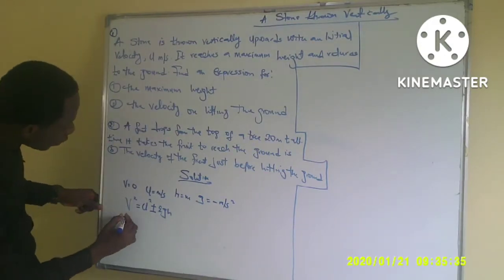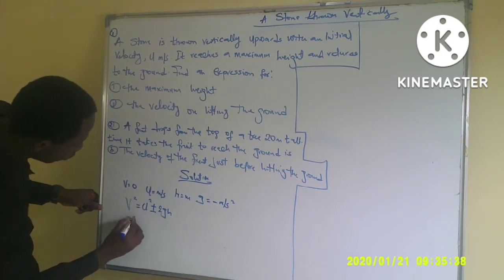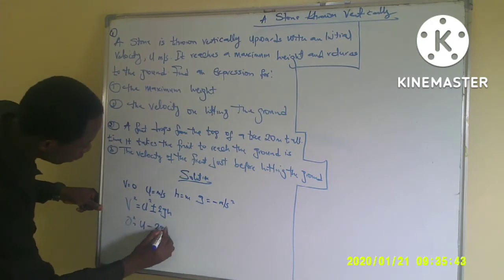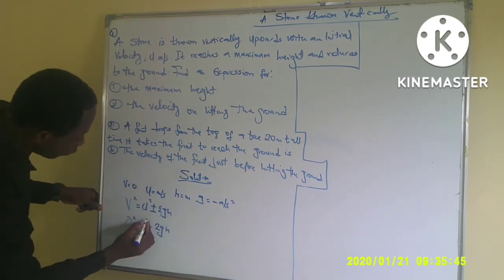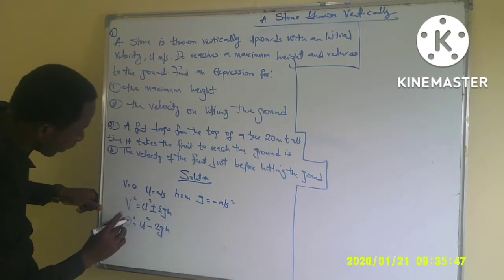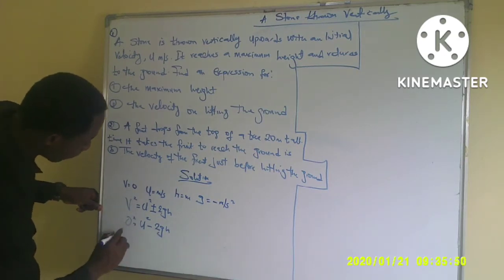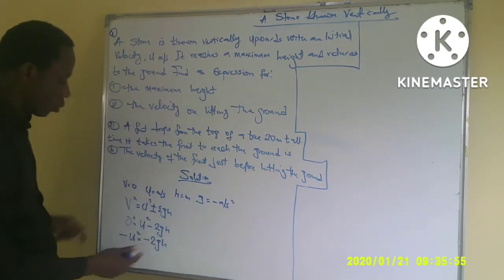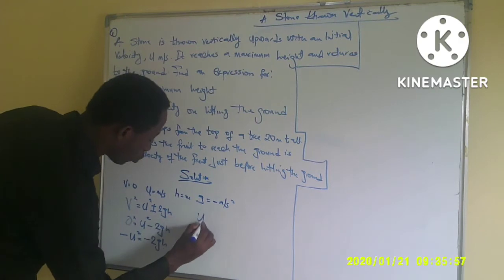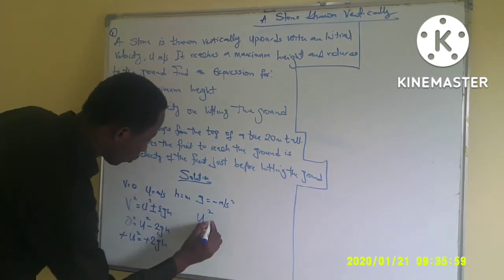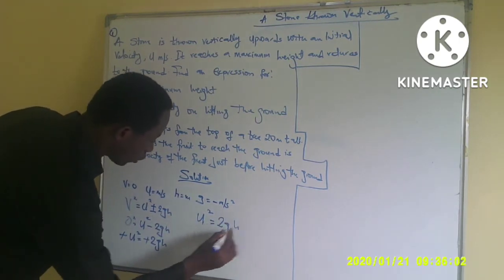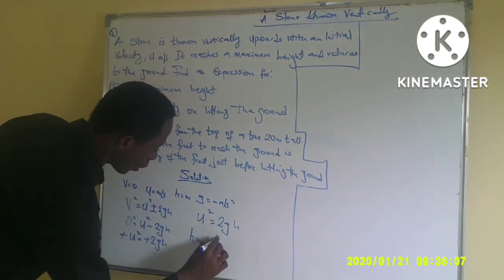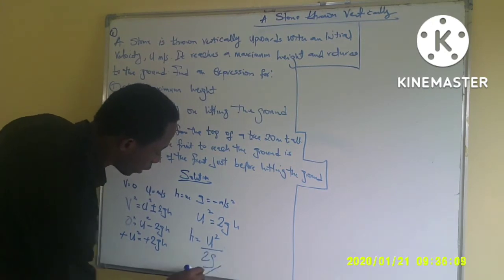Now we are looking for h, so we have 0 squared is equal to u squared minus 2gh. So how do we go about this h? Minus u squared is equal to minus 2gh. So at the end of the day, minus cancels minus, and u squared is equal to 2gh. So divide both sides by 2g, and we have h is equal to u squared over 2g. That's the answer.